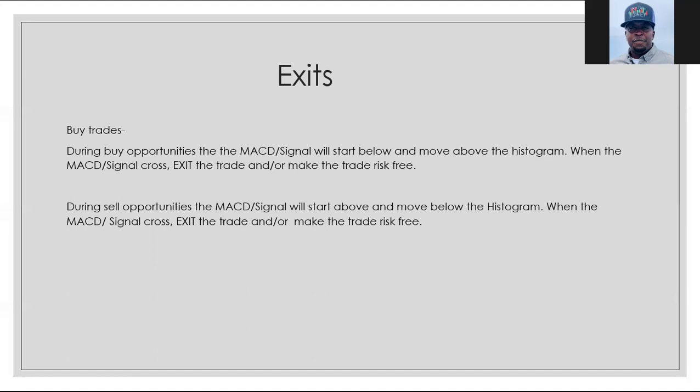This is your exit. Now, same thing for a sell. During the sell opportunities, the blue and yellow line will start above and move below the histogram. When the MACD and the signal, the blue and orange line, cross below the histogram, you exit the trade. So your sell is going to start above the histogram and go below it. When the 2 EMAs, the yellow and the blue, crisscross, you're going to exit the trade and make that trade risk-free or exit. You take your pick.